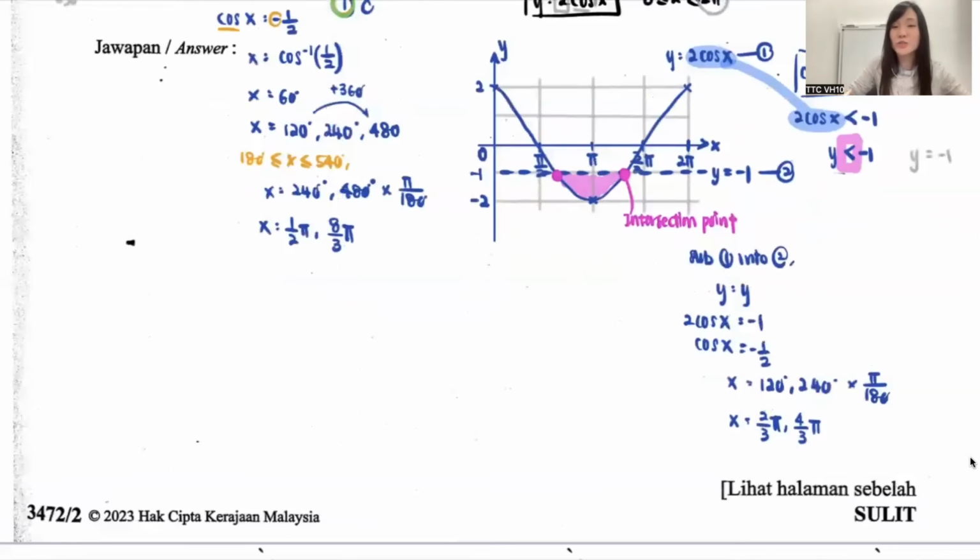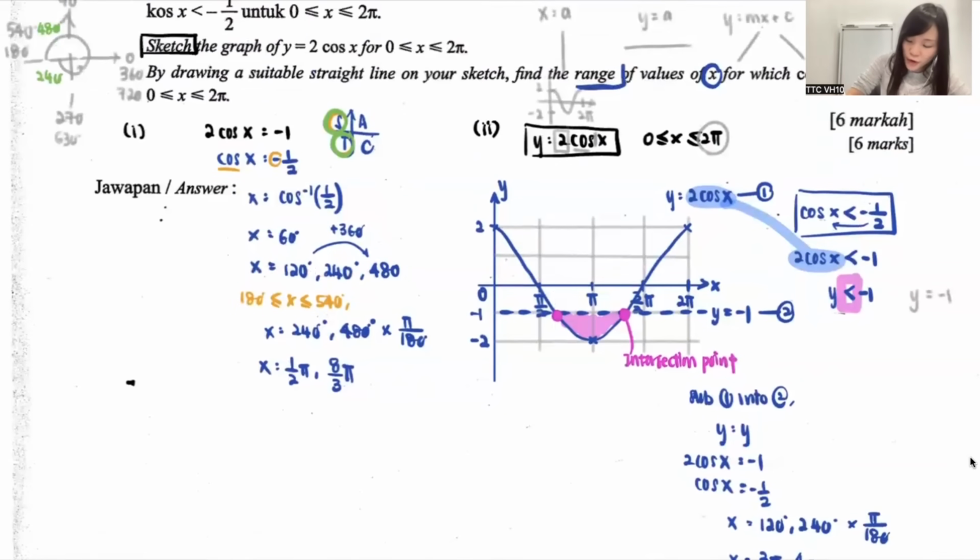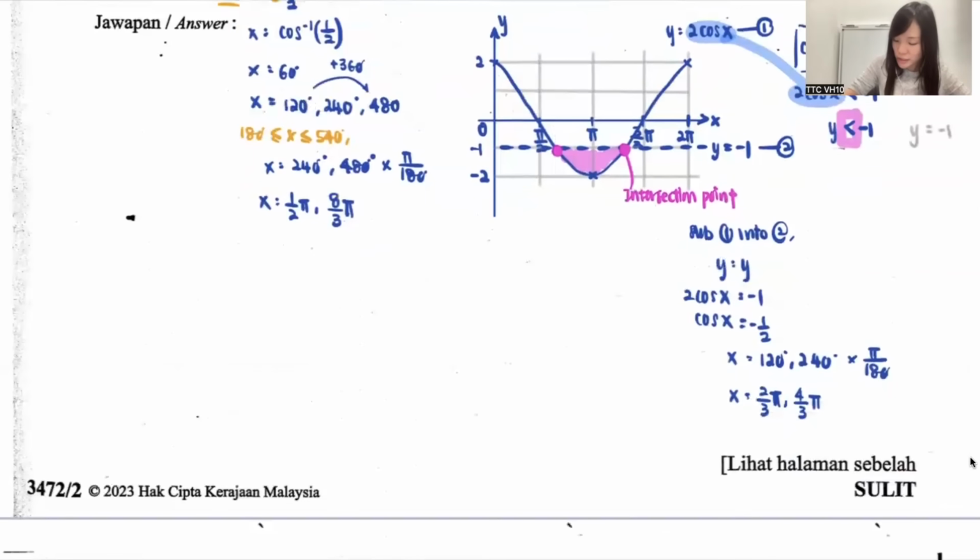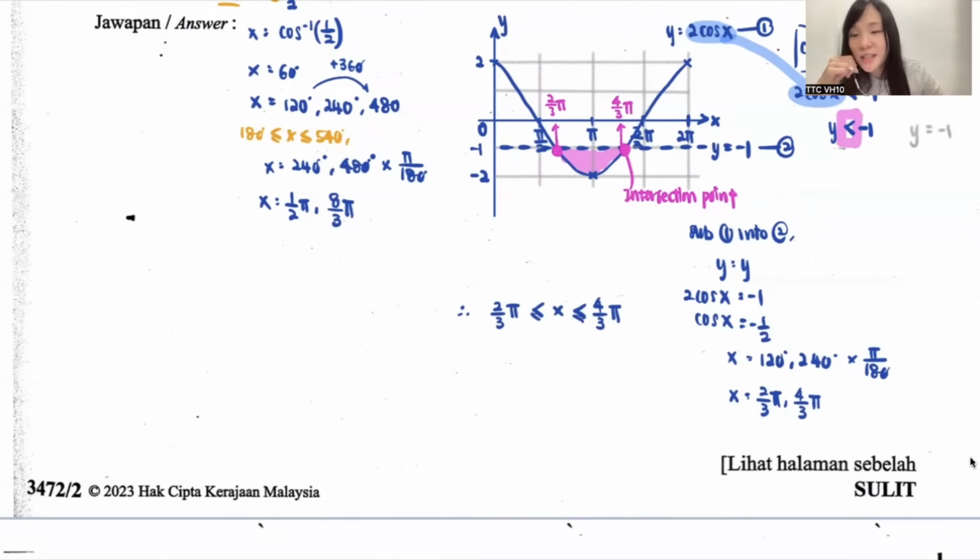Okay, so these two are your answer, but please don't stop there, because this question never asks you to find the x answer. They want you to find the range of x. So that means you know that this is 2 over 3 pi, and this is 4 over 3 pi. You want the range in between, right? So you want the answer right in between them. So isn't it the answer will be 2 over 3 pi less than or equal to x, less than or equal to 4 over 3 pi. Done. You can see, isn't it the answer is within the range?